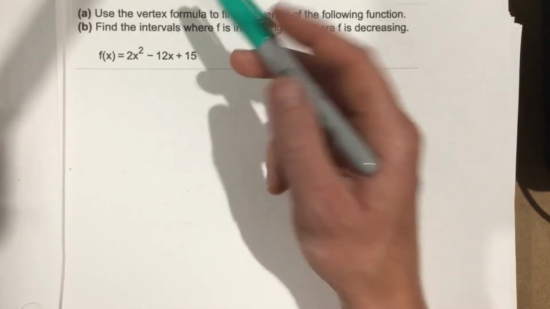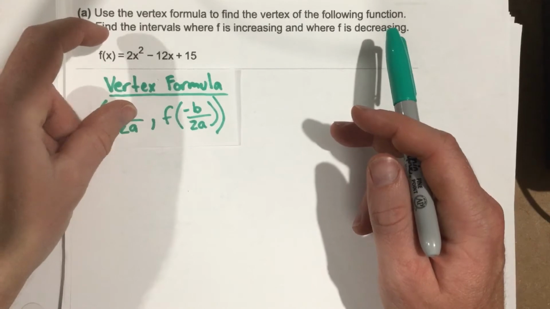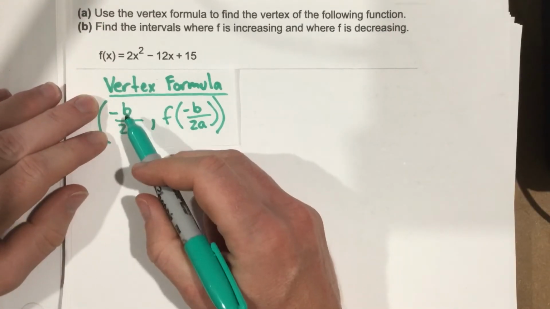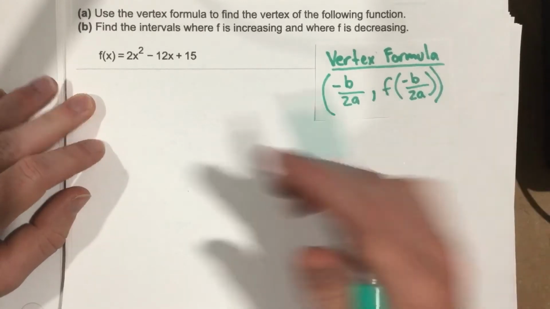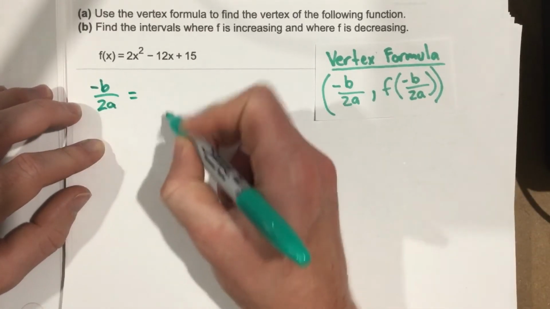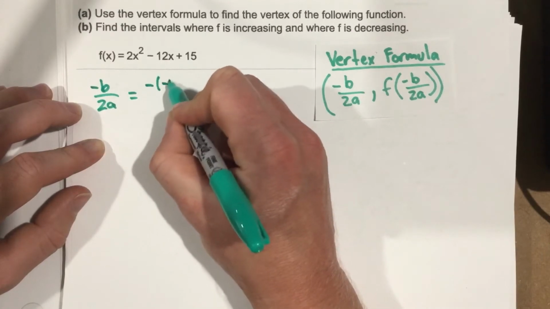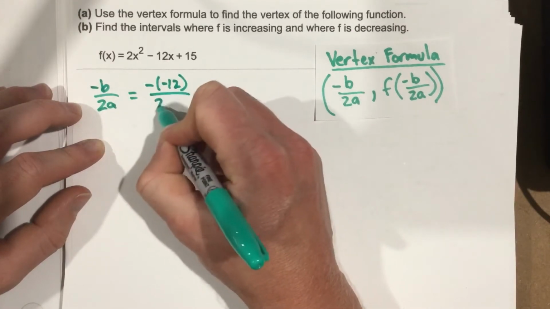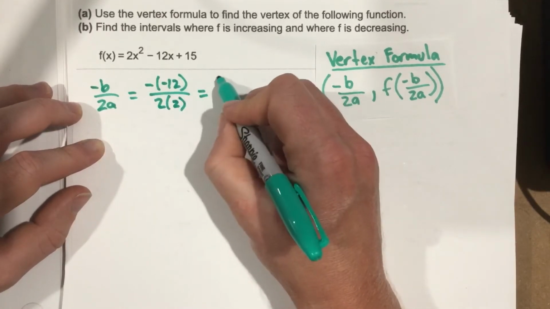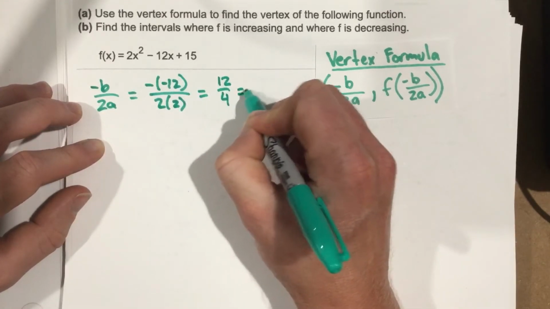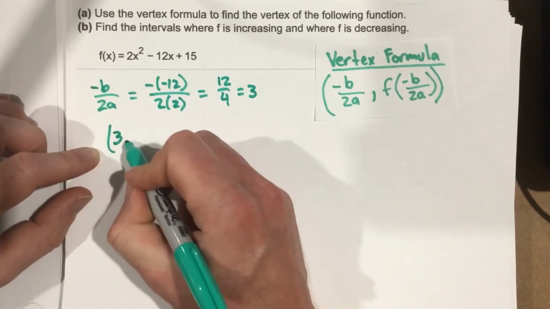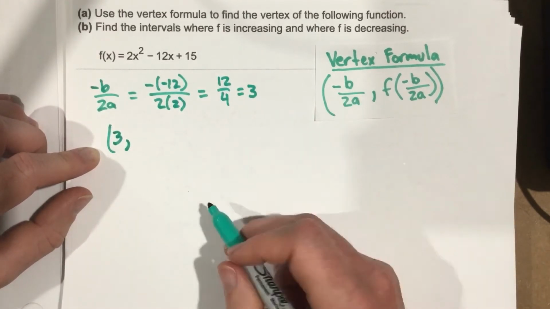So let's start with the vertex formula. They want us to start by doing negative b over 2a. I'm going to write that here. So we're going to say negative b over 2a is negative negative 12 all over 2 times a, which is 2. So we end up with 12 over 4, which is 3. So 3 is the first part of my coordinate, right? 3 is this part here.